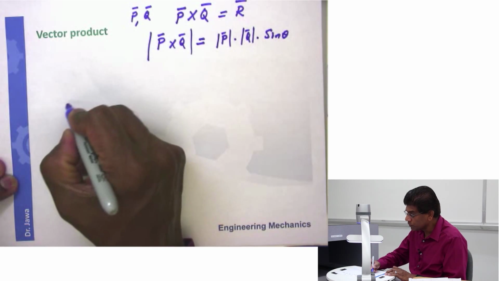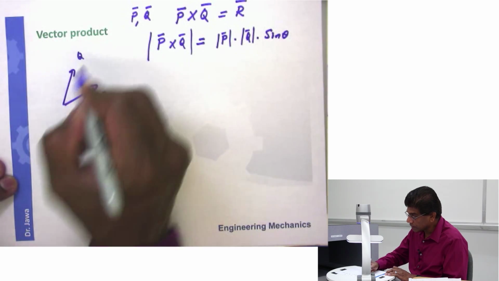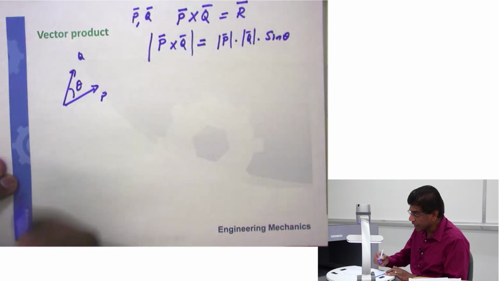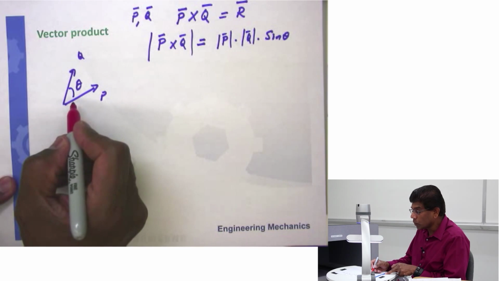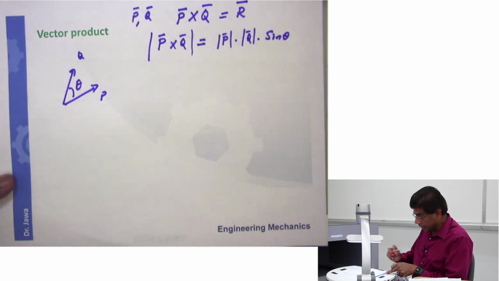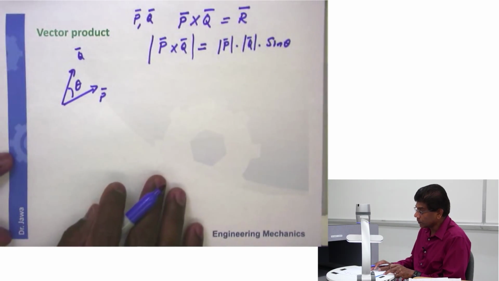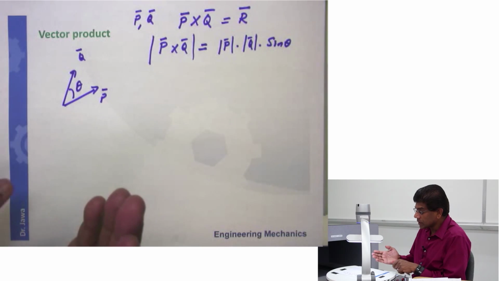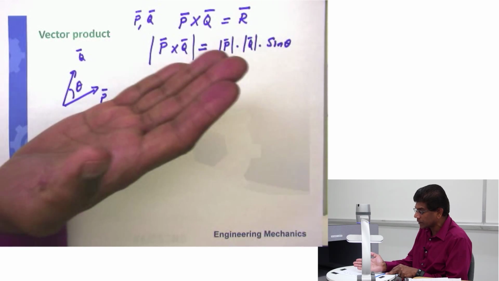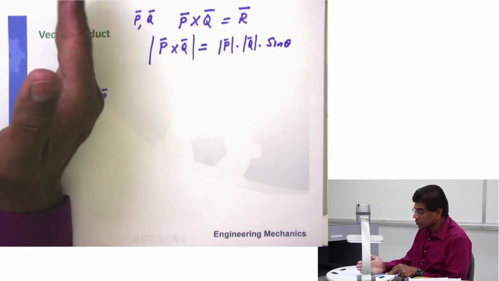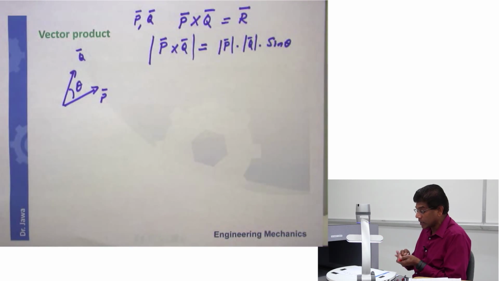So if you want to see this visually, here is vector P, here is vector Q, this is the angle theta between them, and when you cross them, the resultant vector is going to follow the right-hand rule. That means if I take my palm, put it along the first vector P, and curl it towards the next vector Q, my thumb is pointing in the direction of the resulting vector, positive side, right?